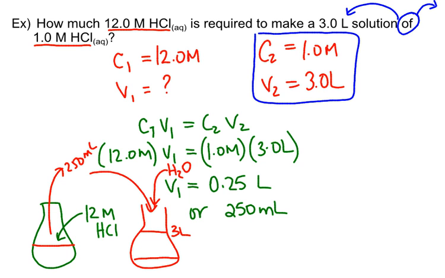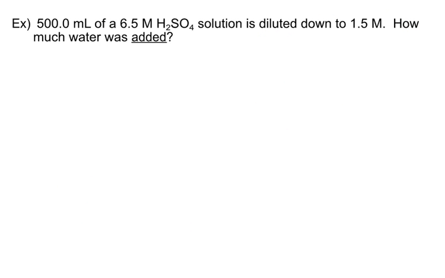All right, we've got one more example to go through. So I've got 500 mils of a 6.5 molar sulfuric acid solution, and it's diluted down to 1.5 molar. How much water was added? So this is a little bit trickier. We've got to take it one step further. So again, let's figure out what is C1, V1, and what is C2 and V2.